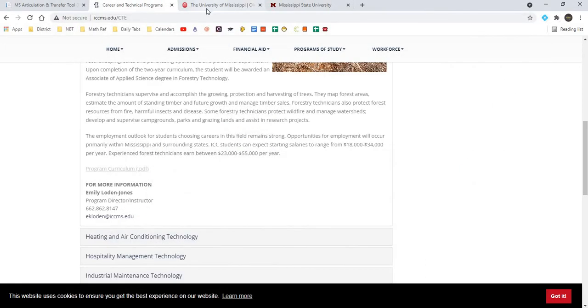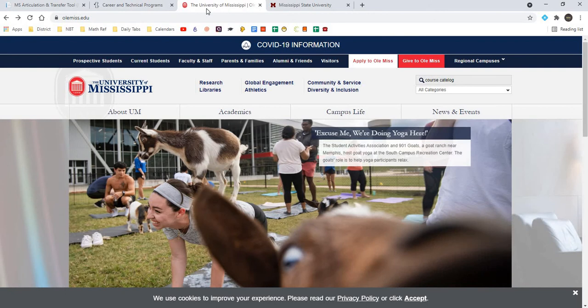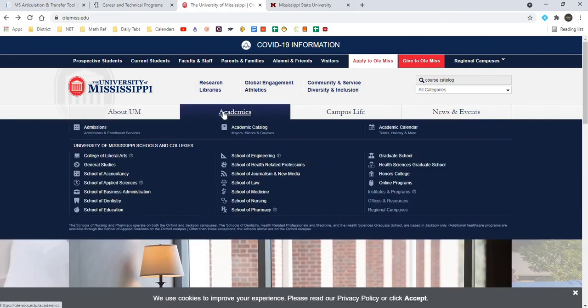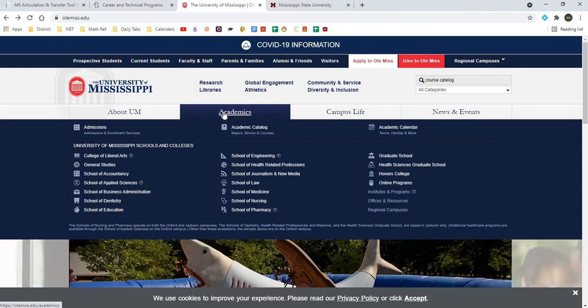Okay, so let's move over to the University of Mississippi. So if you want to find your majors here, you're going to go to academics, and you can see all of those majors listed there under degrees and programs.